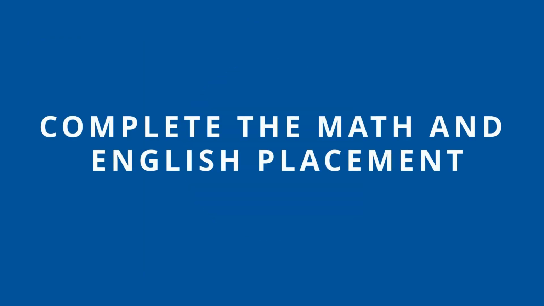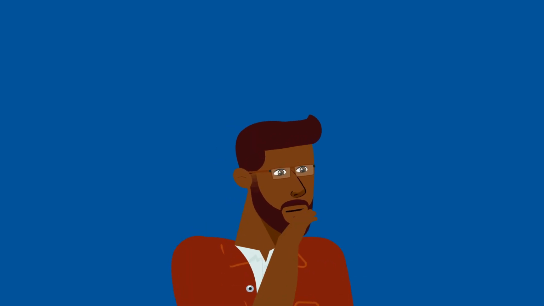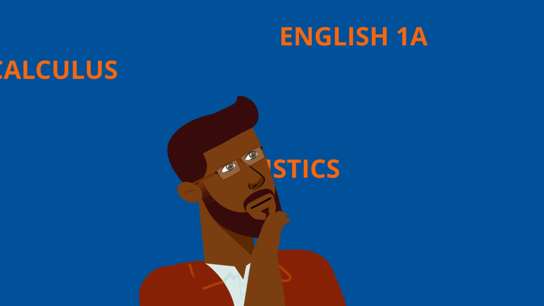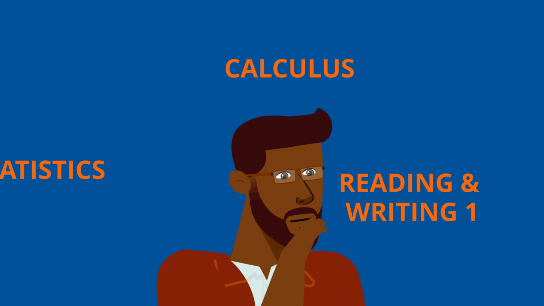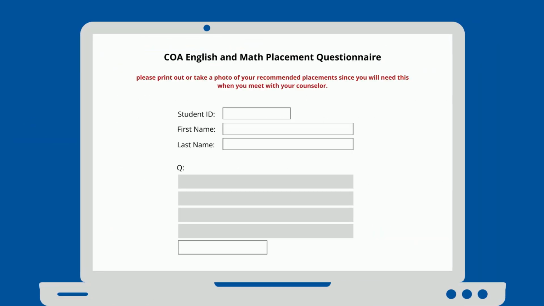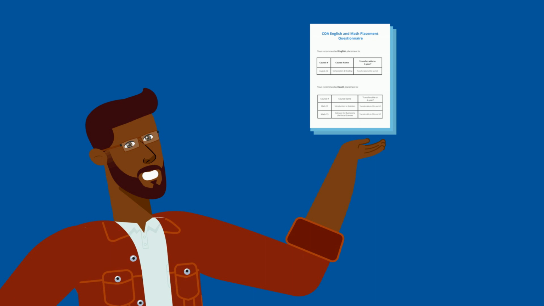Step 3. Complete the Math and English placement. For this step, you will need your student ID number and your high school transcripts. It's helpful to have your transcripts in hand, but not necessary. All you really need is to remember the classes you took. Placement will help figure out which math, English, or English for speakers of other languages, ESOL, courses you should take. Follow the questionnaire. When you're done, take a screenshot or photo of your recommended English and math courses. You will need this information later.